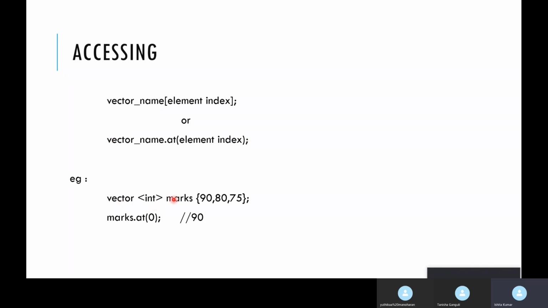So for example, we have marks here, which is a vector of integers, and we have to access the marks at 0. So we go from 0, 1, 2, which is the normal indexing as in case of arrays, and we access the marks at 0, which is 90.